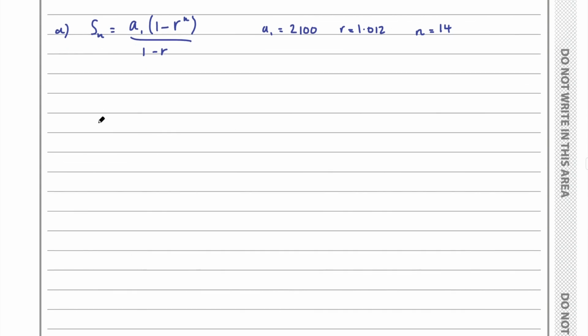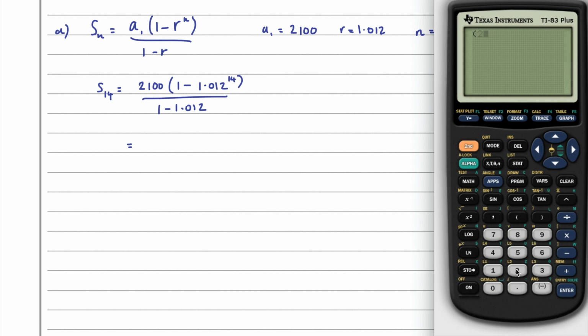Once you have all of that information, all we really need to do is to substitute it in. So the sum of 14 years is going to be 2,100 multiplied by 1 take 1.012 to the power of 14, and that is all divided by 1 take 1.012. Okay, and then we could go ahead and put that into a calculator. So on the top line, we've got 2,100 multiplied by 1 take 1.012 to the power of 14, and that is all divided by 1 take 1.012.